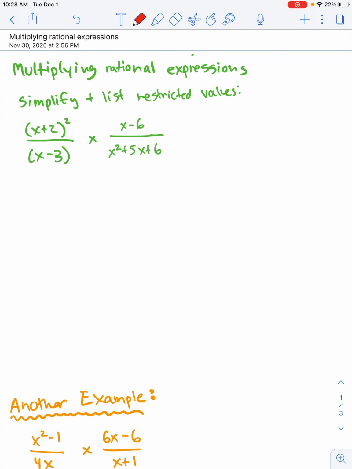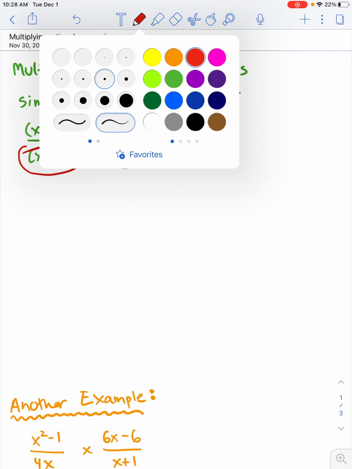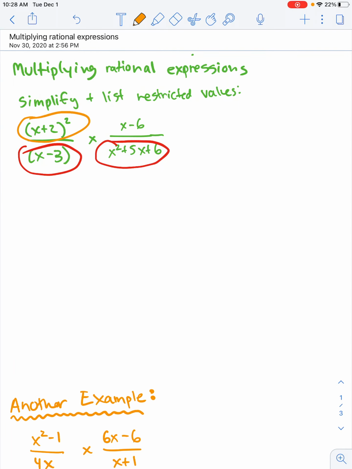So for multiplying rational expressions, it's pretty straightforward. We're just going to basically multiply the denominators together and then multiply the numerators together, just like you would with fractions. But please, please, please don't just start FOILing these out. Factor first. It's going to be a lot faster and a lot less prone to errors.